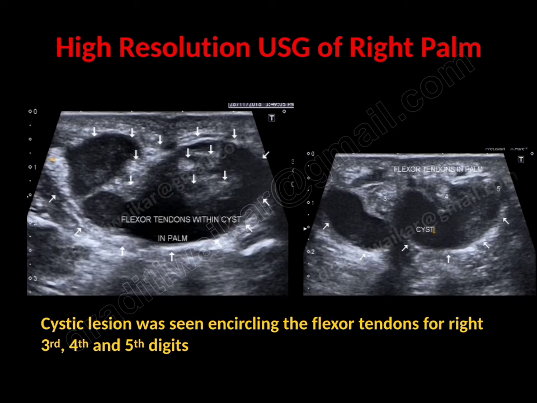And now see the USG images of right palm. What we can see is a big large cystic lesion, in fact a large fluid-filled sac with flexor tendons of right third, fourth and fifth digits floating within this sac.